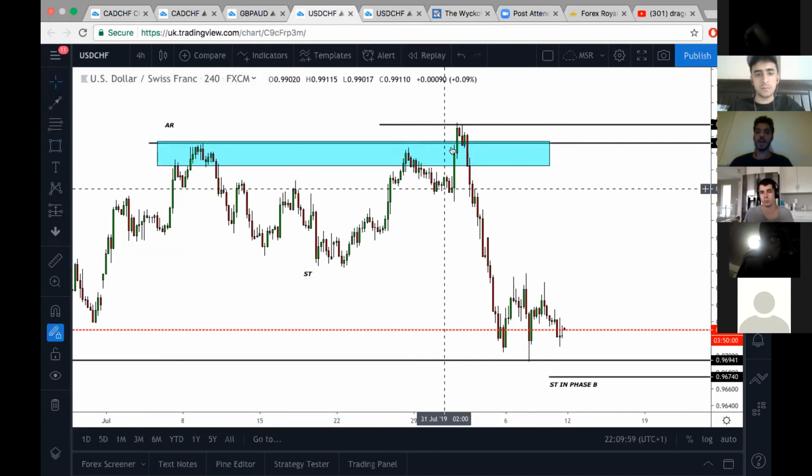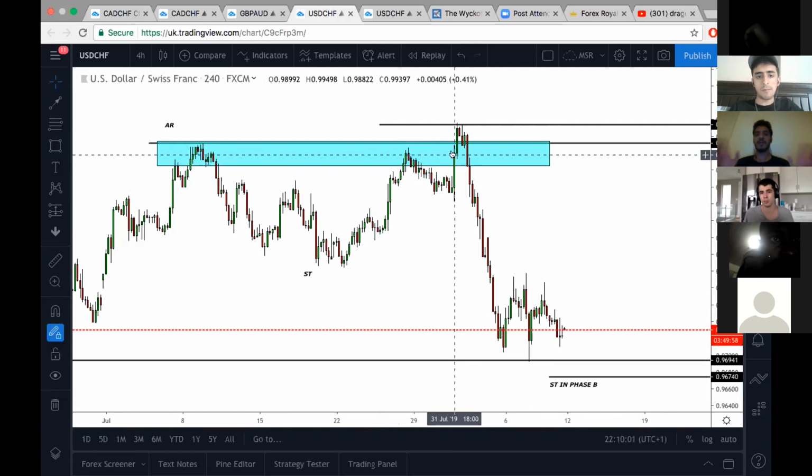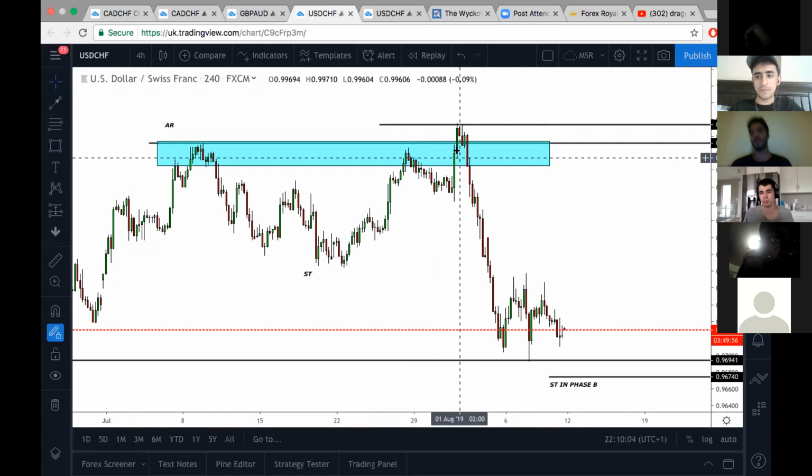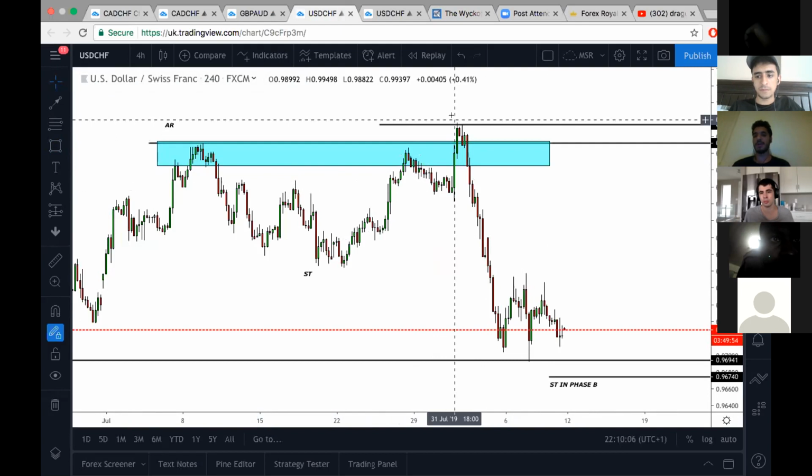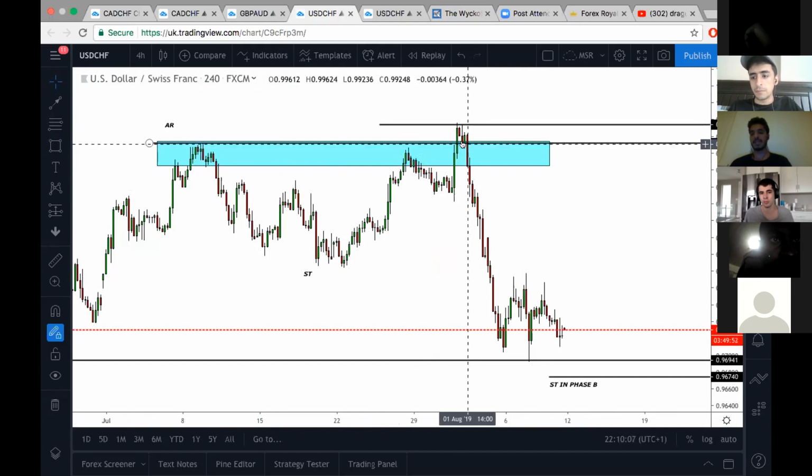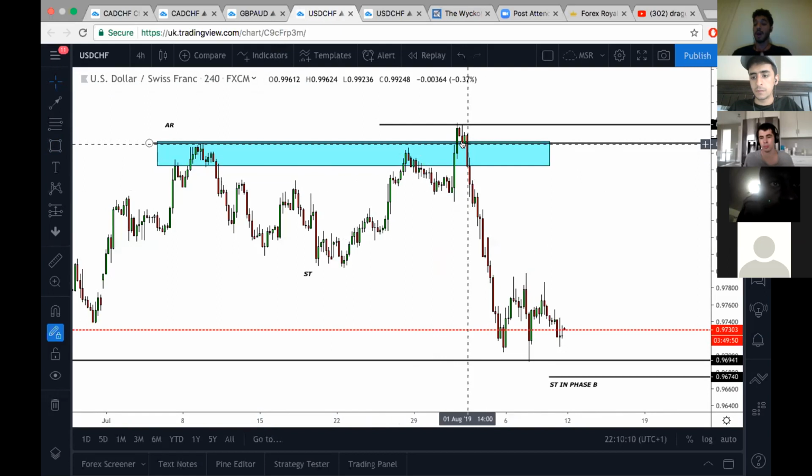When price was coming back over here, what were people doing? Double top, triple top. What happened? Price broke through. People got stopped out. When it broke through and retested, what were people doing? They were buying. What happened to the buyers? They got stopped out. And look at the speed at which price dropped.